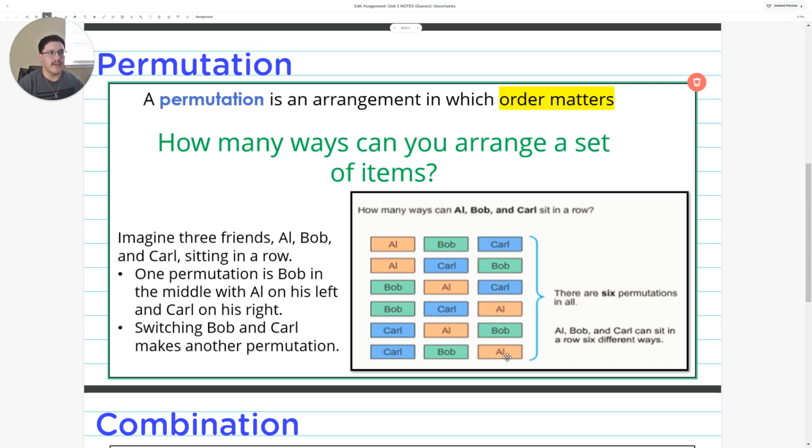and then Carl with Bob and Al is now a 6th permutation. So how many ways can we arrange Al, Bob, and Carl to sit in a row if order matters? So there's 6 different ways that we can do that. So that is permutation where order matters.